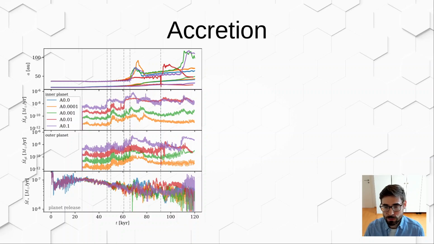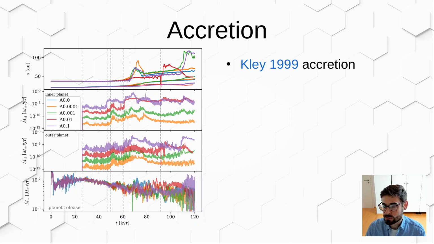First, I'm going to start with this plot here. The top plot is again the semi-major axis, the top panel. The next two panels are mass accretion onto the inner planet and the outer planet, and the bottom panel is the mass accretion rate onto the star. And here are 5 simulations shown with varying accretion efficiencies. The blue one is 0 accretion efficiency, that's the simulation you just saw, and then higher and higher accretion efficiencies. And you see that the higher the number, the higher the accretion rate. Purple is the highest, orange is the lowest.